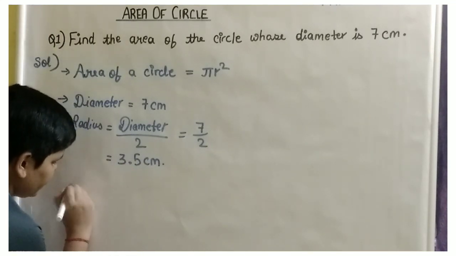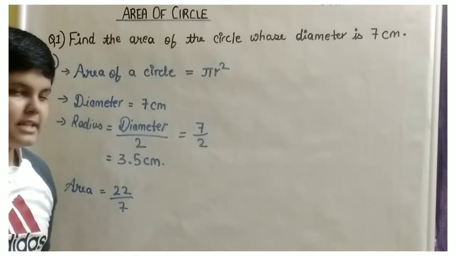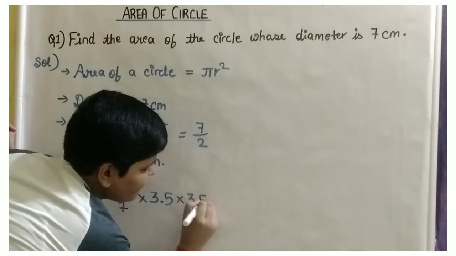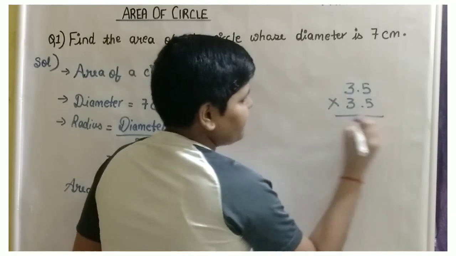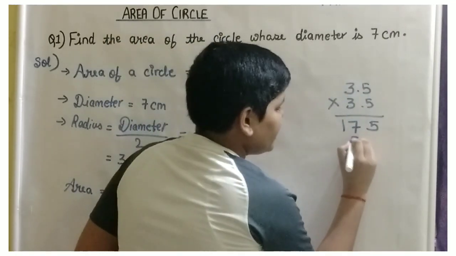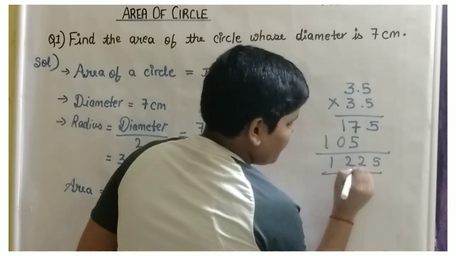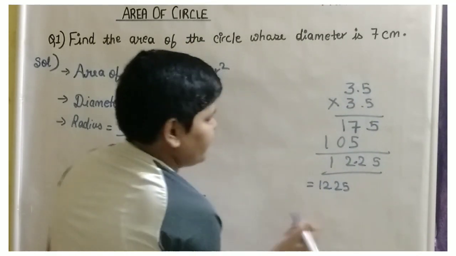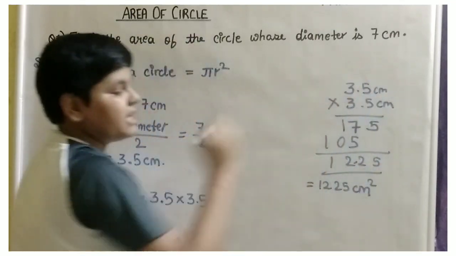Thus area is equal to 22 by 7. We will be taking 22 by 7 as an assumption of pi value, into r square, that is 3.5 into 3.5. Let us see what is it. 3.5 into 3.5. 5 5s are 25, balance 2. 5 3s are 15, 16, 17. 3 5s are 15. 3 3s are 9. So 1, 2, 2, 5, and we have 1 decimal place, 2 decimal places. So thus it is 12.25 centimeter square. This is centimeter into centimeter, centimeter square.